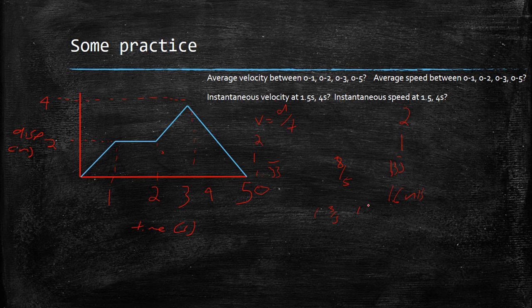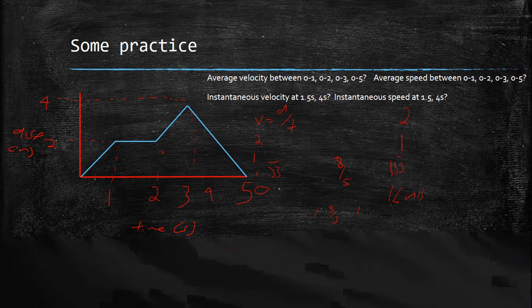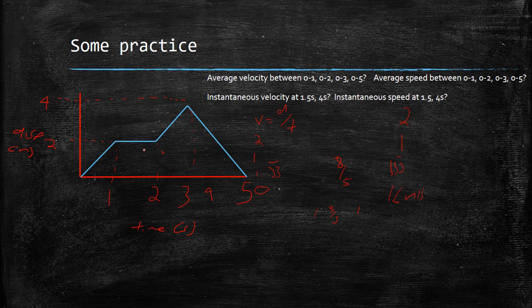Alrighty. So now for the instantaneous velocities at 1.5 seconds. Alright, so let's draw a tangent here. Oh, the tangent is flat. The gradient is 0, therefore the velocity must be 0. How about at 4 seconds? Come here, draw a tangent. Oh, luckily it's a linear graph. We can just use the line that's already there.